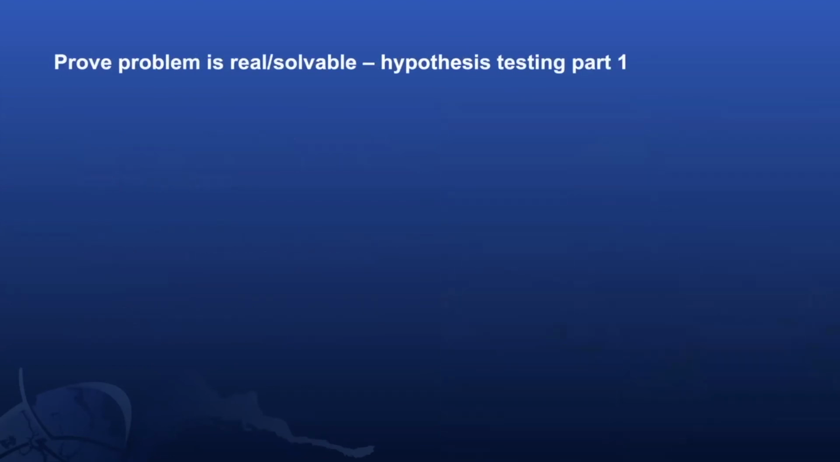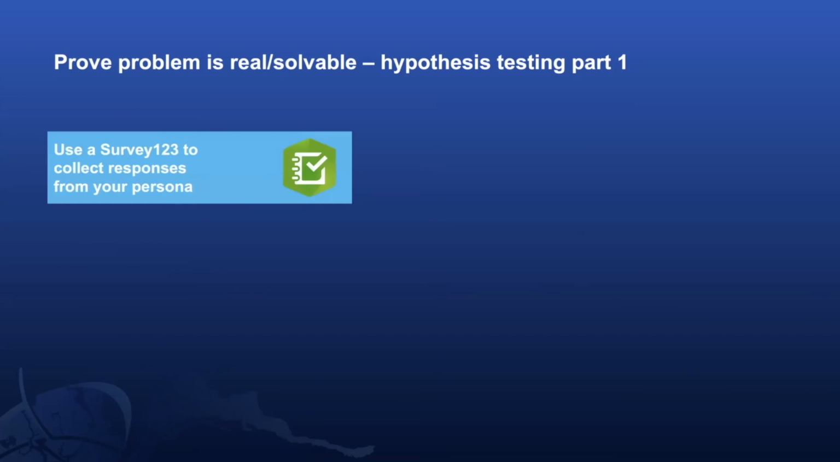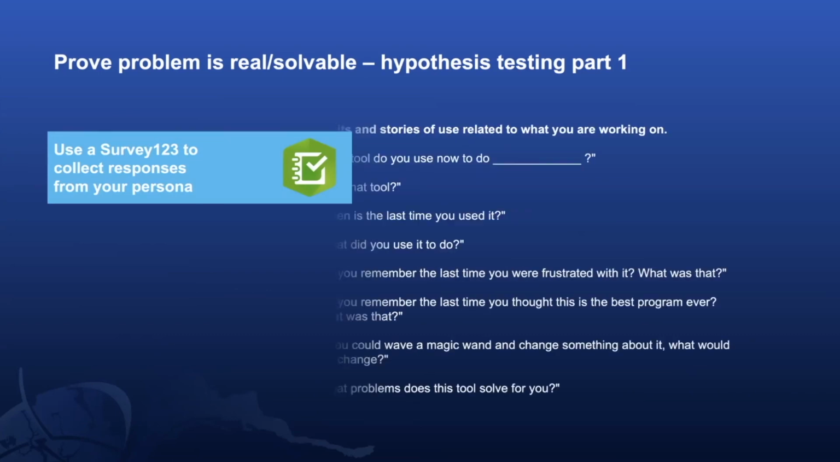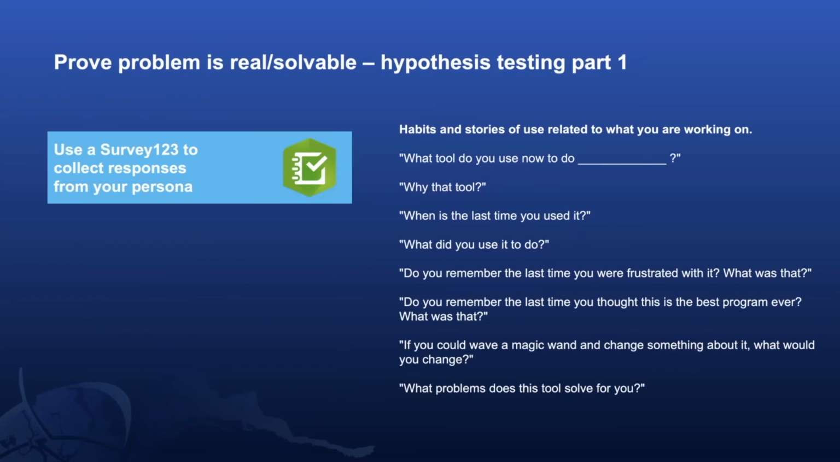So you have your focused problem now. This is a good moment to test that it actually is a real problem. And if you want to do this digitally, Survey 123 is a great way to ask a bunch of questions that will open-endedly tease out maybe an existing process that isn't working as well as it could be. Here's a bunch of example questions, for example.